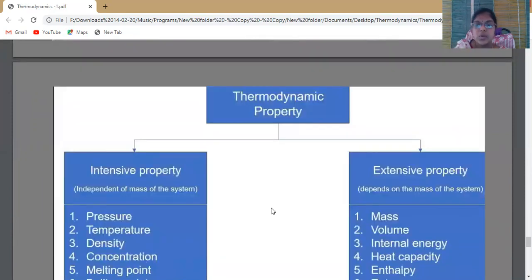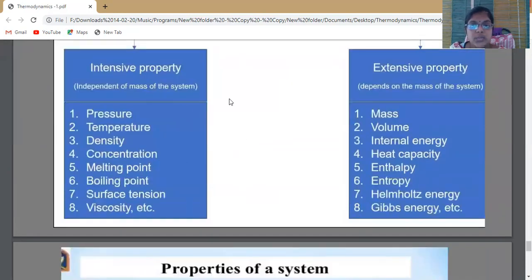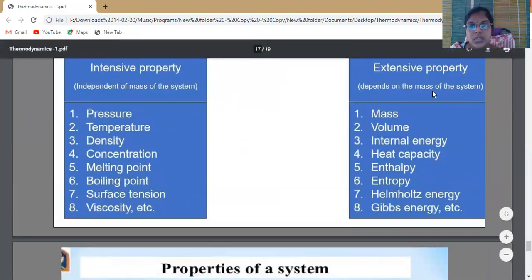And next, thermodynamic properties. It is very important from the point of view of thermodynamics. So what are thermodynamic properties? In a thermodynamic system we have properties. We have two types: intensive property and extensive property. What is an intensive property and what is an extensive property? An intensive property is independent of the mass of the system. An extensive property depends upon the mass of the system. What does it mean?